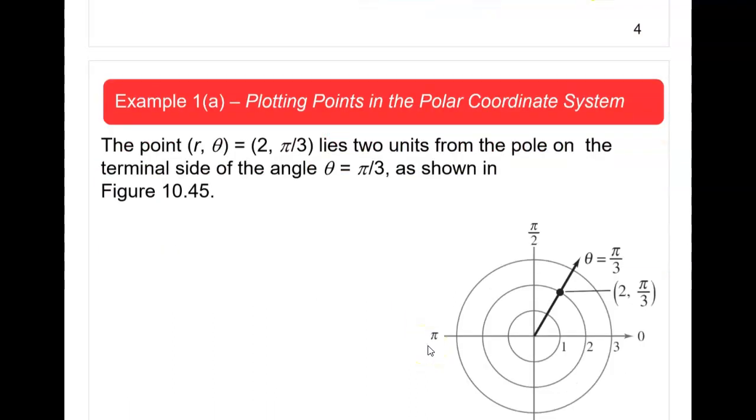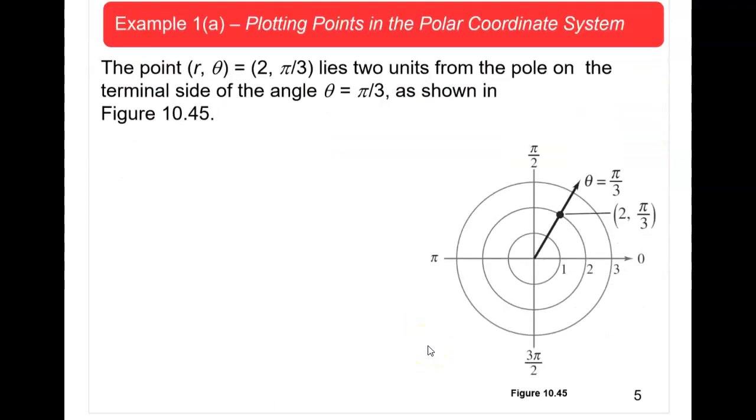So we're going to start very easy here with example 1, and we're going to plot some points in the coordinate system. The point that we are going to plot has a radius of 2, and it also has the angle of pi over 3. Remember, pi over 3 is 60 degrees, in case you don't remember. So you could see that it is already being graphed here.